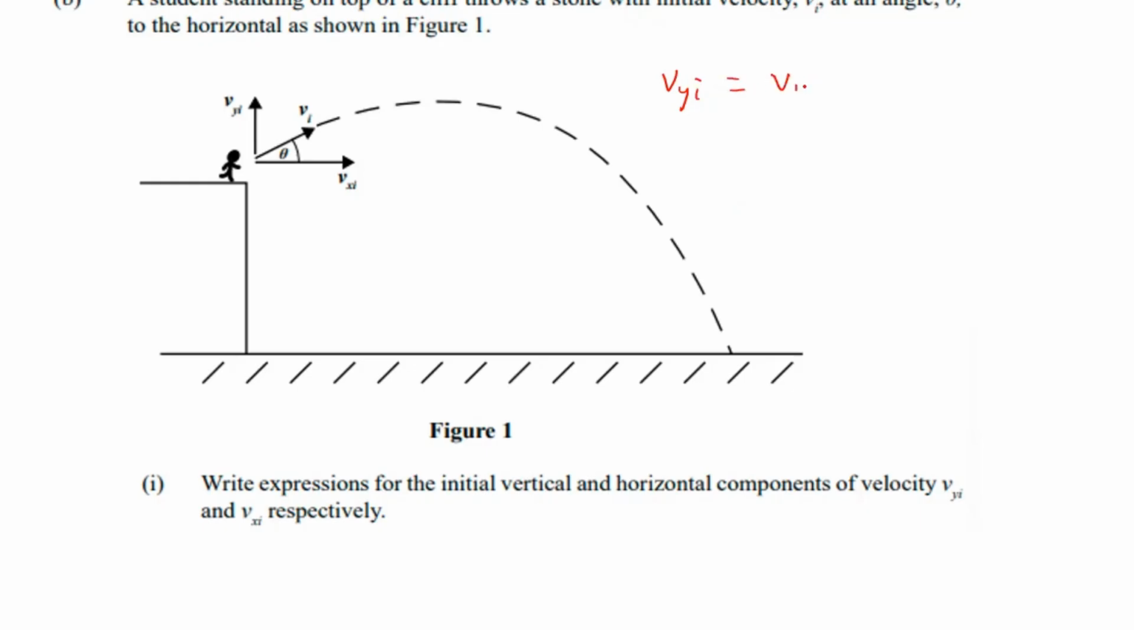That's going to be vi sine of theta. Then vx of I is going to be vi cos of theta. So don't be confused if you're not seeing any values, just do what you normally do, all right? They're not going to do something that you're not really familiar with, so stick to the same thing you're used to.